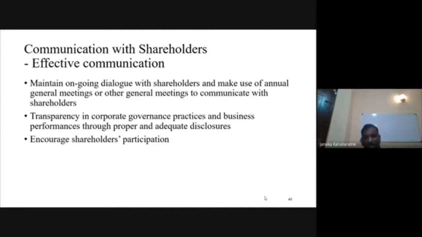Transparency in corporate governance practices and business performance through proper and adequate disclosures. So there must be adequate and proper disclosures to ensure transparency in corporate governance practices and business performance, and also encourage shareholders' participation at the relevant meetings, the general meetings and other meetings as required.